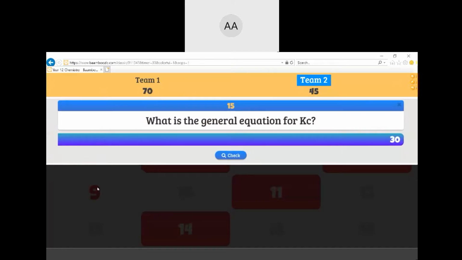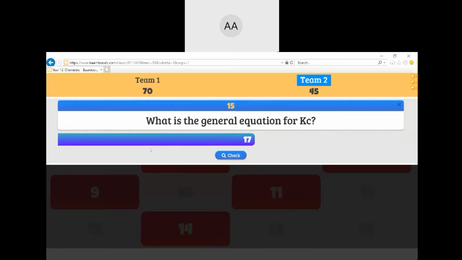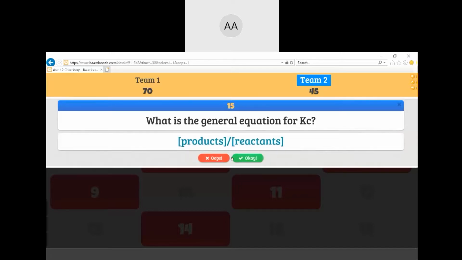What is the general equation for Kc? Do you guys remember what Kc is? Are you conferring? See if you can work it out between you. Let me know when you're ready. Come on, 17 seconds down. Are you sure? 9 seconds. 8. Okay, let's check. Products over reactants. Well done. Fantastic. Nobody's got any answers wrong today. We're doing really well.